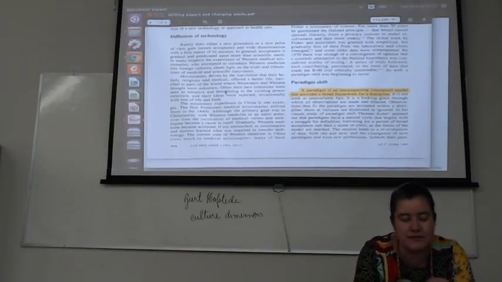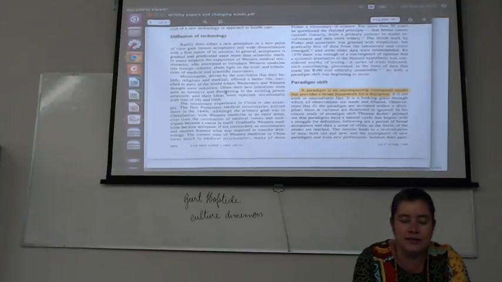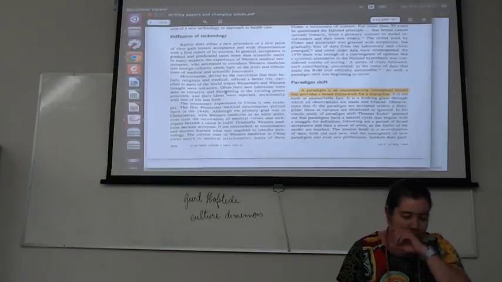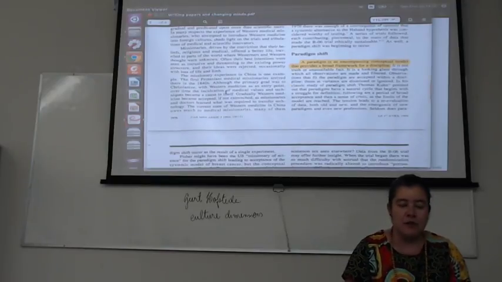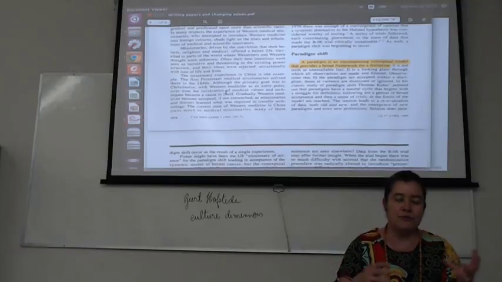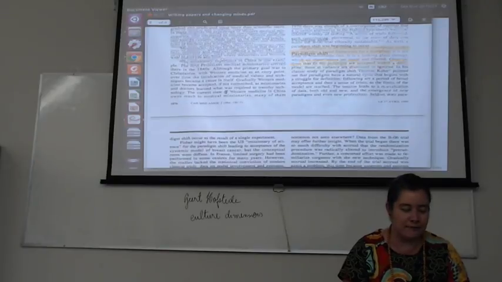Here the author gives a broad definition of what a paradigm is, and when a paradigm shift happens. It also says that a paradigm is an encompassing conceptual model that provides a broad framework for a discipline. So it's like a landscape of that discipline, and you have to pay attention to that landscape to see which face your paper has to have.